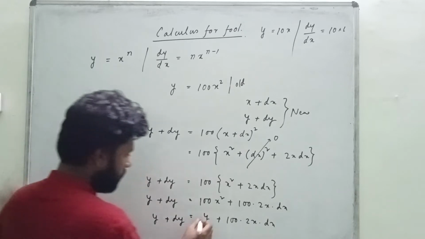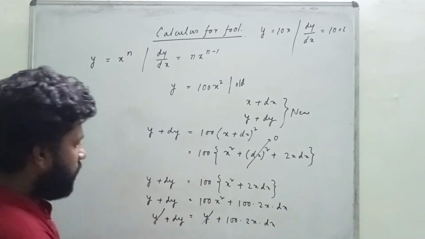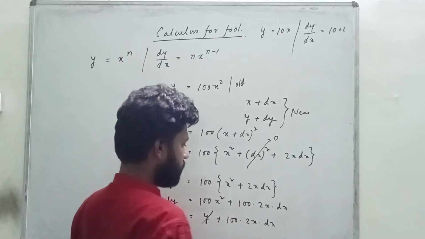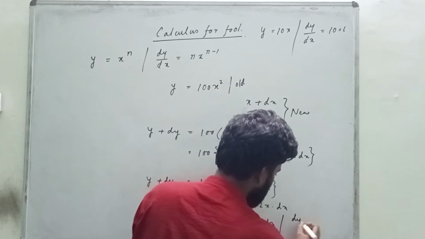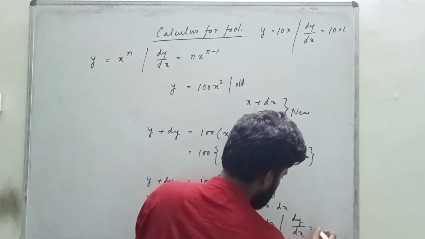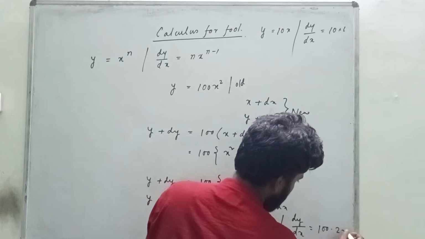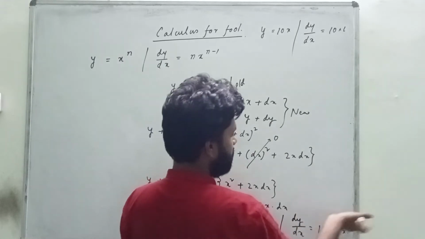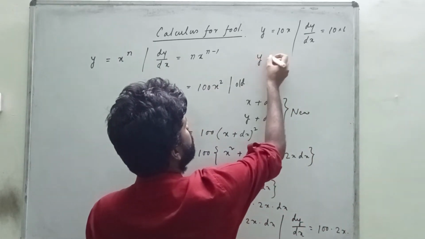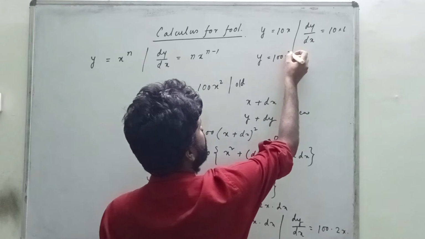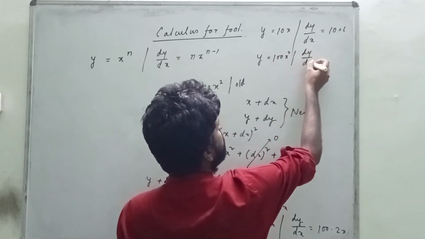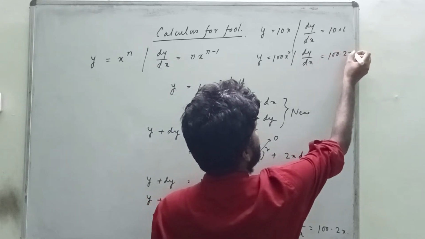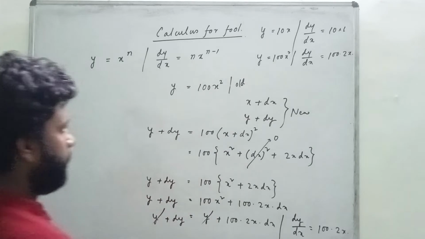So obviously, you can cancel out y and y. And now, dy equals 100 into 2x dx. So what will be dy over dx? It is just 100 into 2x, right? Obviously, it is 200x. All of you know, it's a simple multiplication. So if y equals 100x squared, then dy over dx becomes 100 into 2x, right? Okay.